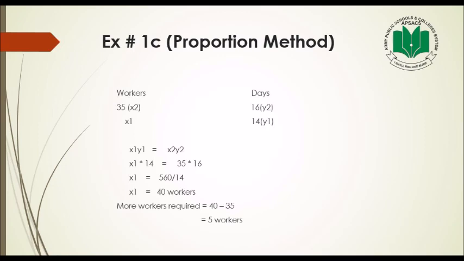It means that 40 workers are required to complete the project in 14 days. Now we have to find how many more workers are needed to complete the project in time. So we will subtract the previous workers from the new workers and we will get the answer.